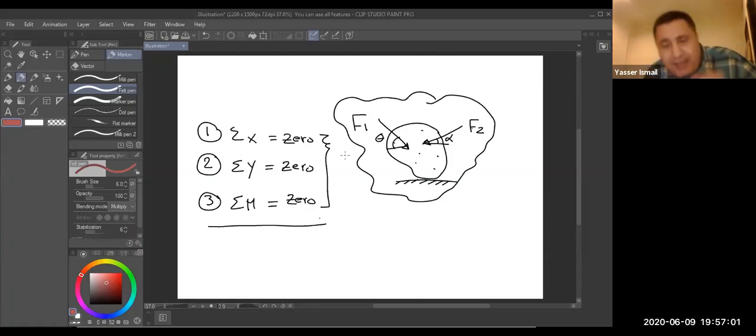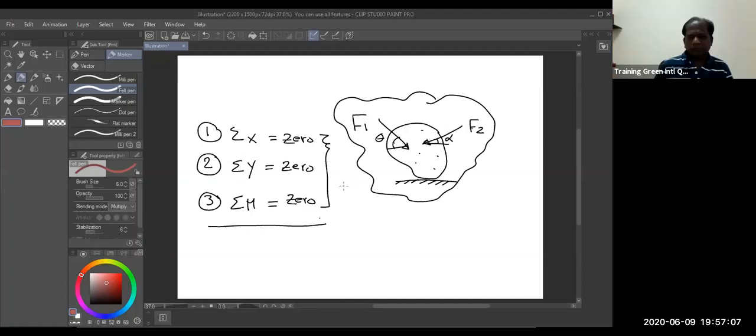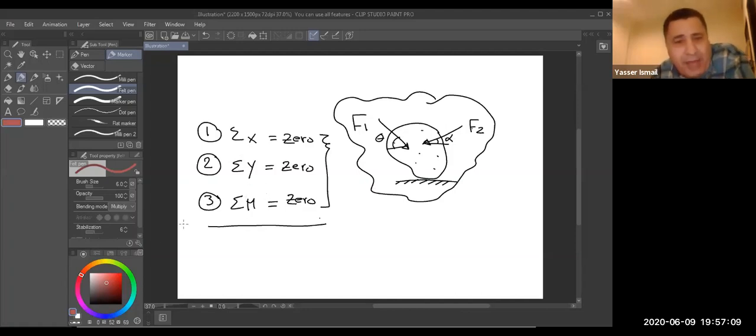If I am saying this body is under equilibrium state, the three equations should be 0. What are the three equations? Equation number 1, sigma x equals 0. This is one condition. The second condition is sigma y, all the forces in y direction should be 0. And the sigma m, any moment at any particular point should be 0. If I have these three equations equal 0, that means this body is under equilibrium.